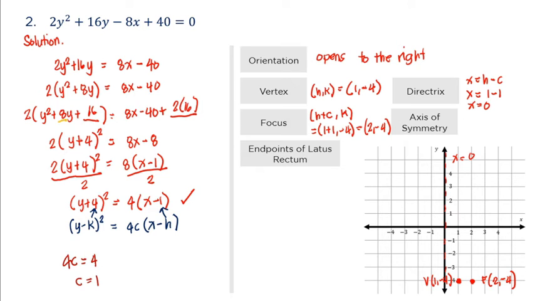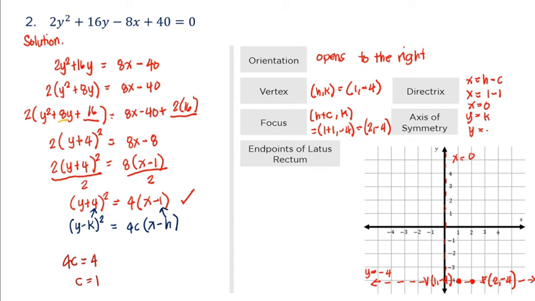So we have here the horizontal line. Okay, so this is now our axis of symmetry. There. So this is just y equal to negative 4. And that is y equal to the k of the vertex, right? So you have y equal to negative 4.